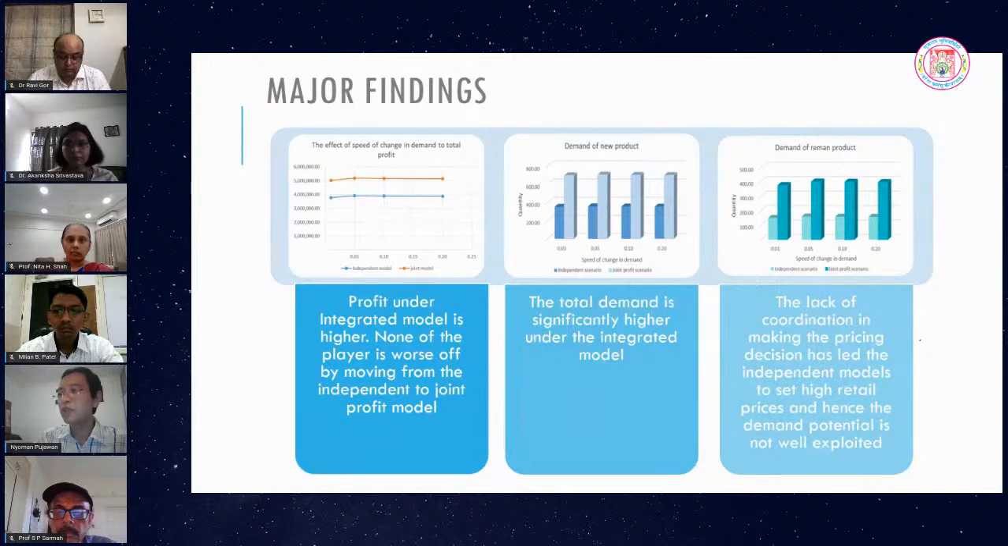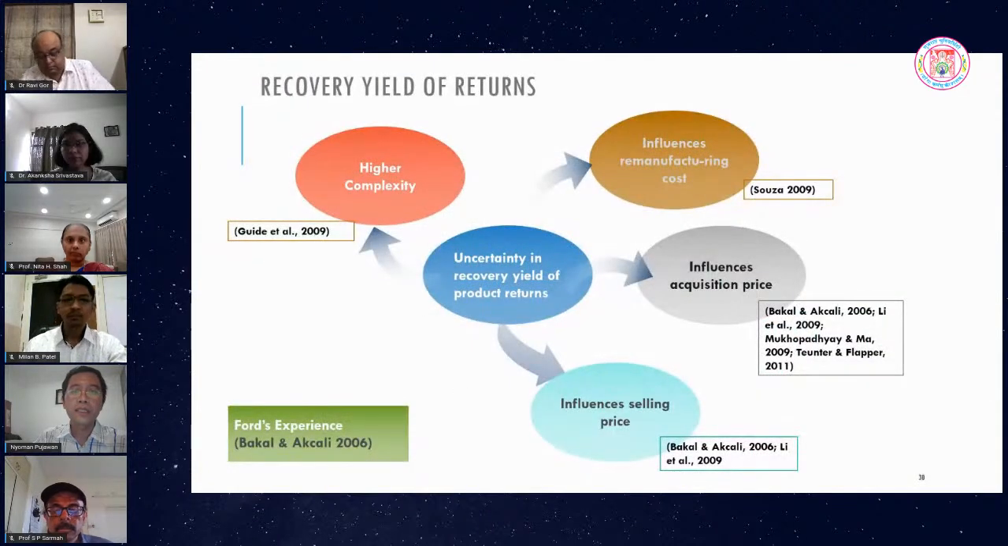If you are setting too high a retail price, that will make your demand too small, potentially reducing the profit of each party. Another work was looking at the quality of the used product, because when you are collecting used products, not all of them are in good quality, in a quality that is sufficient for remanufacturing.